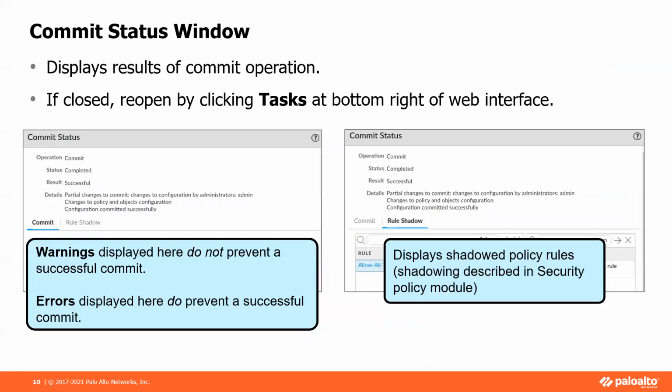From the commit status, you can take a look at the commit window, which is going to give you some warnings that do not prevent a successful commit, and errors that do end up preventing a successful commit. If you are on the run shadow or rule shadow, this is going to display shadowed policy rules.